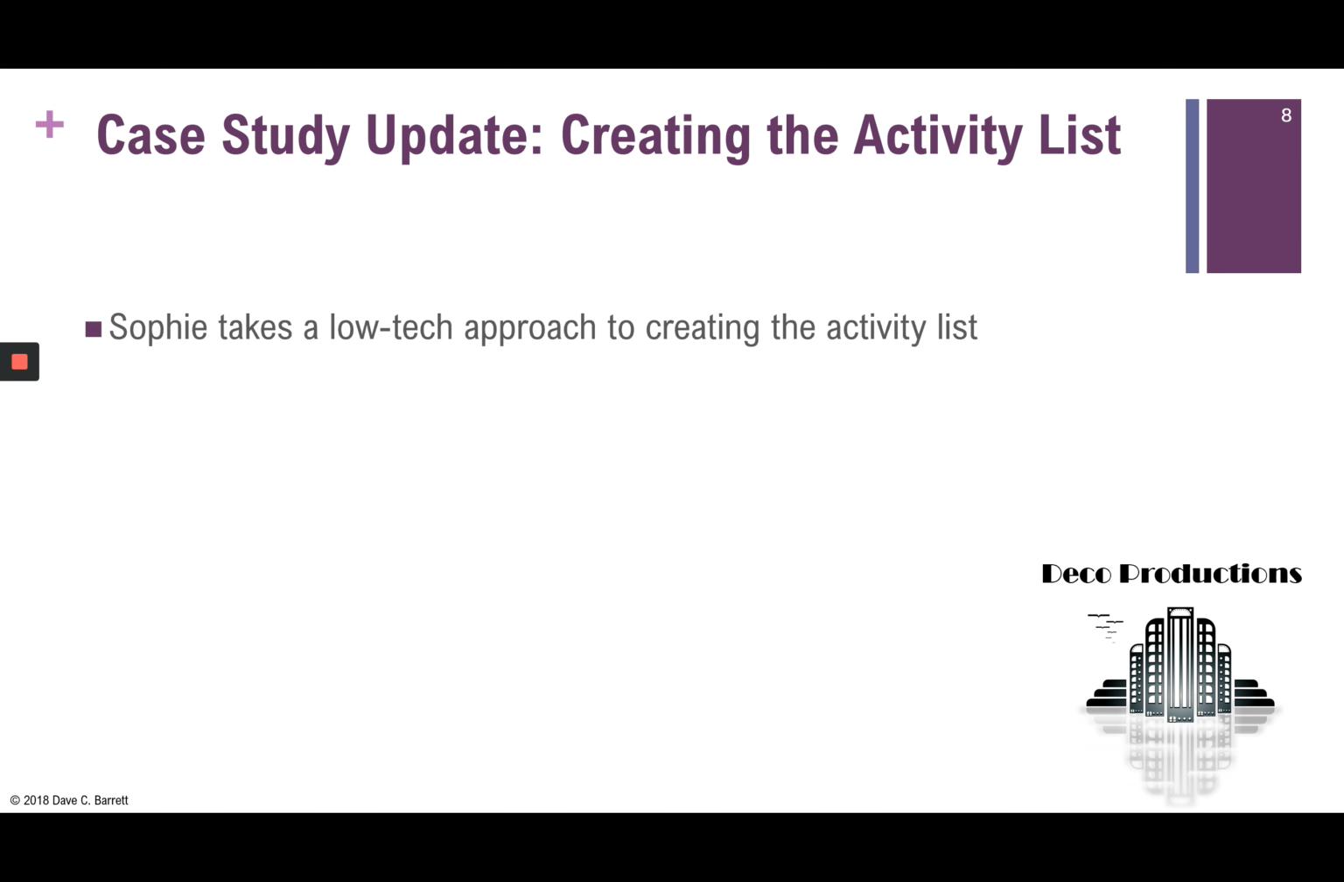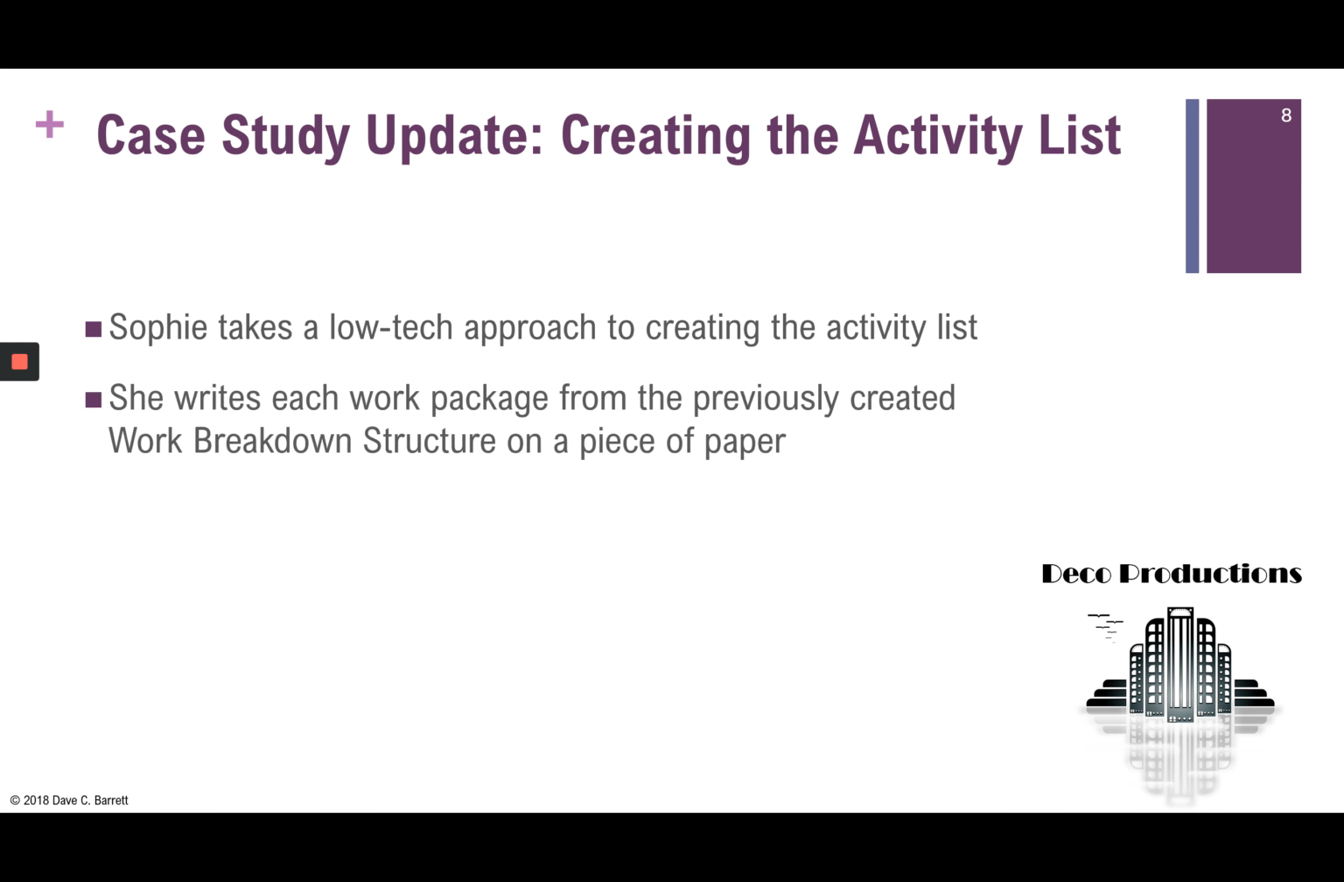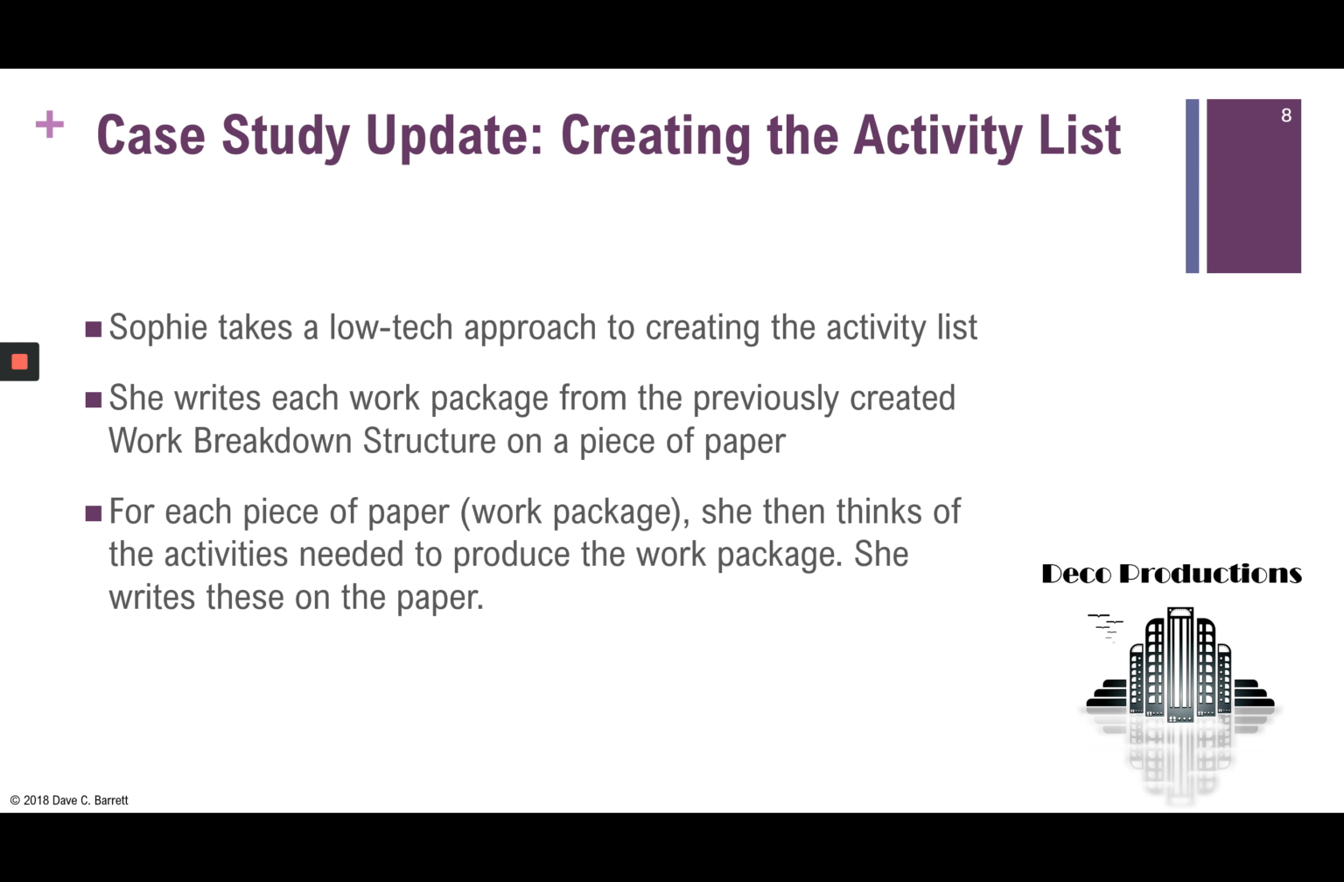Okay, so we're back. Sophie, the project manager, takes a low-tech approach to creating the activity list. Sometimes a low-tech solution using sticky notes or pieces of paper can be quite effective, which you'll see in this textbook. She writes down each work package from the previously created work breakdown structure on a piece of paper. So this is very important. When you're creating activities, which leads to the schedule, it's the work breakdown structure that drives it. You're not creating it anew. You are using what you previously created as the starting point. So the work breakdown structure is very important.